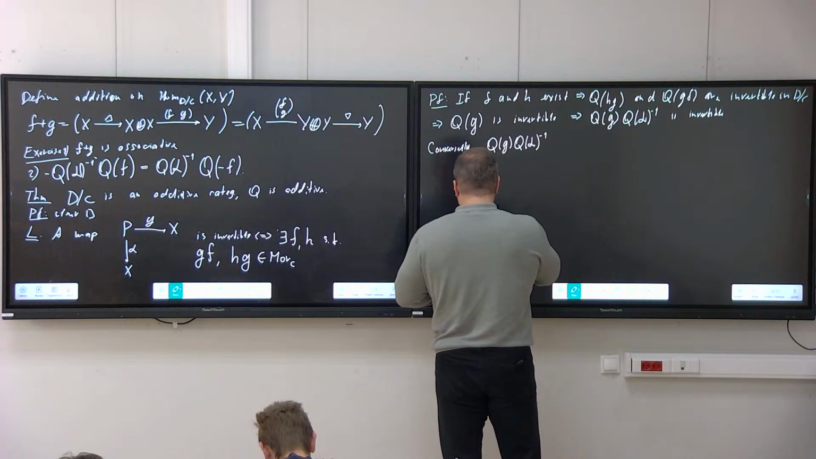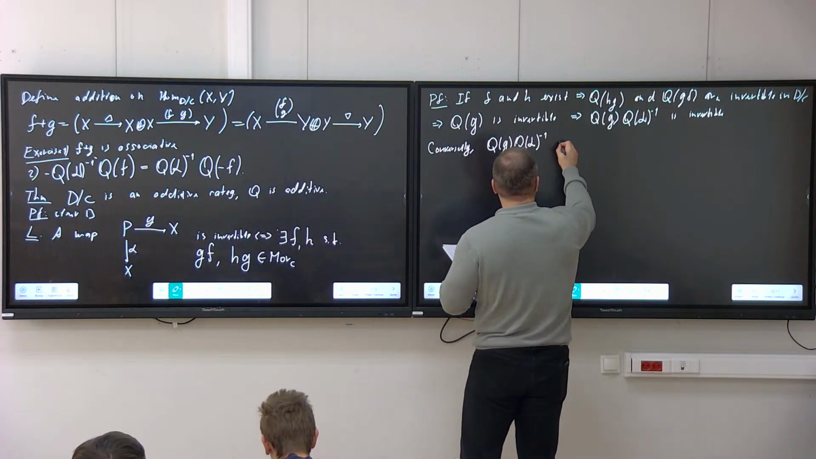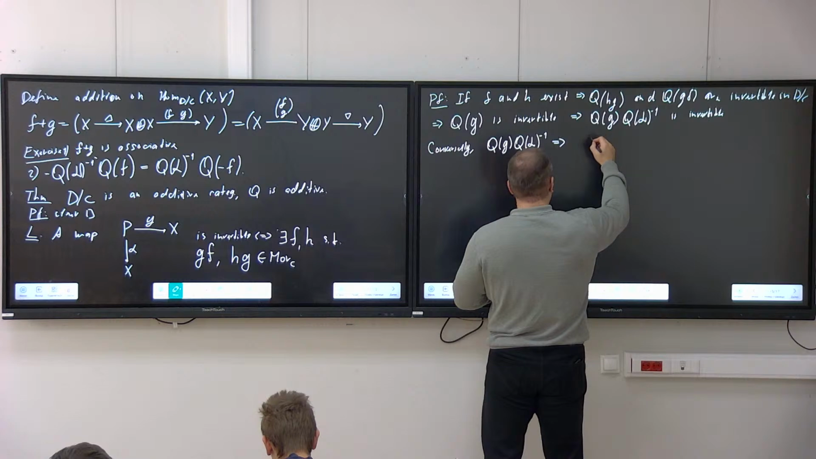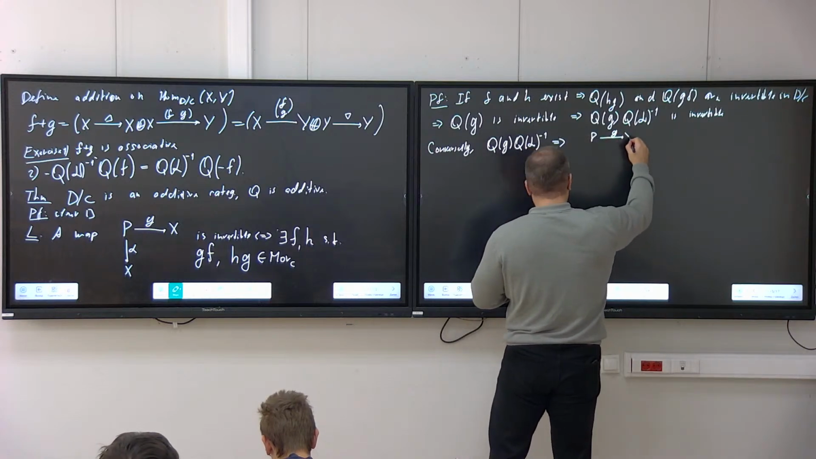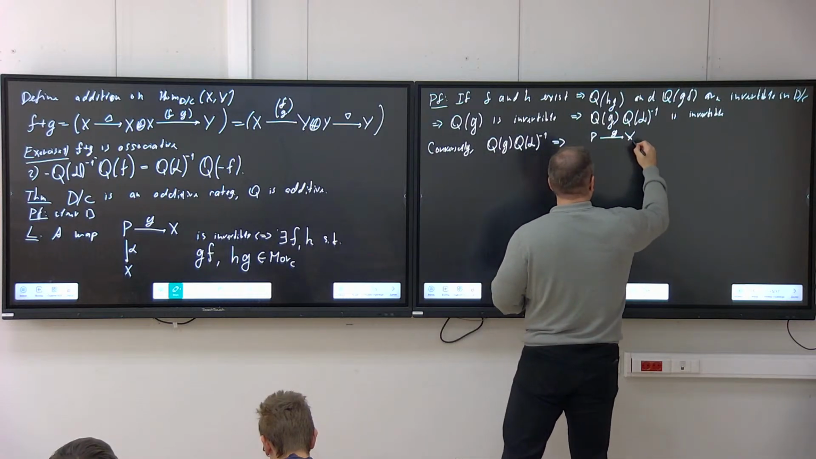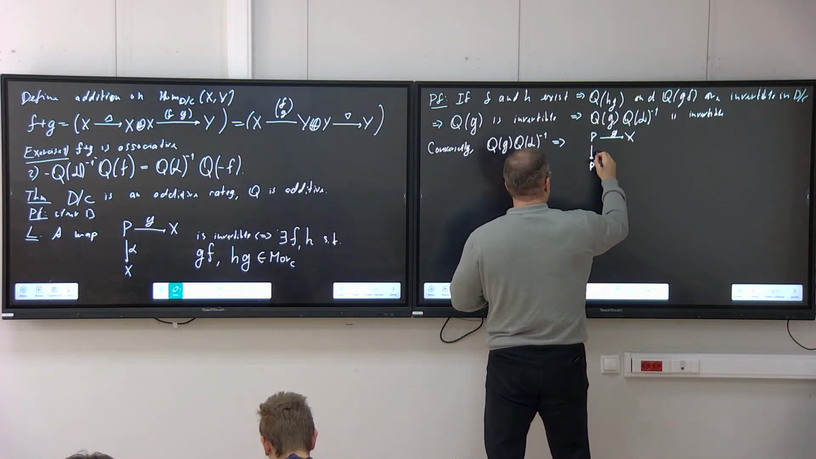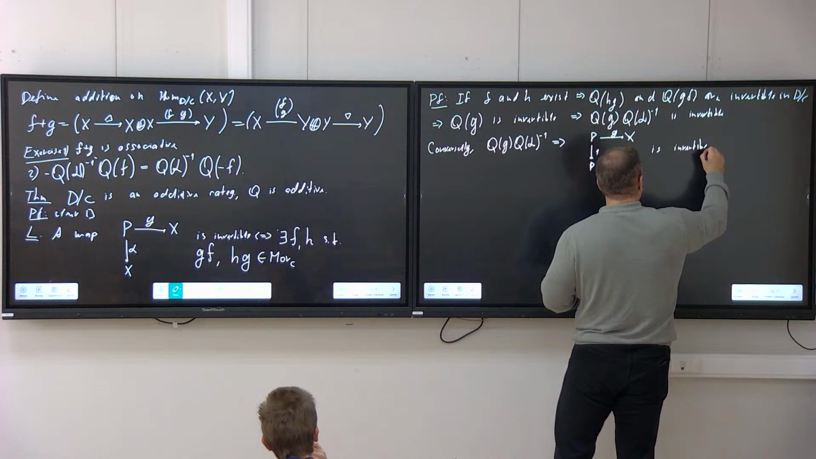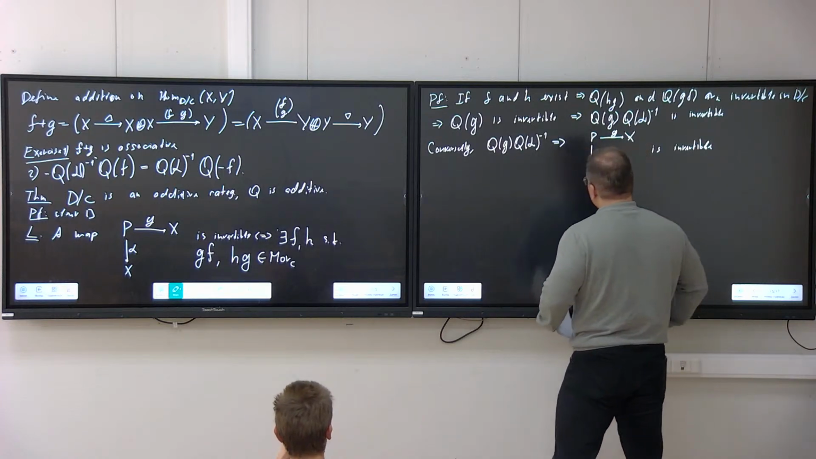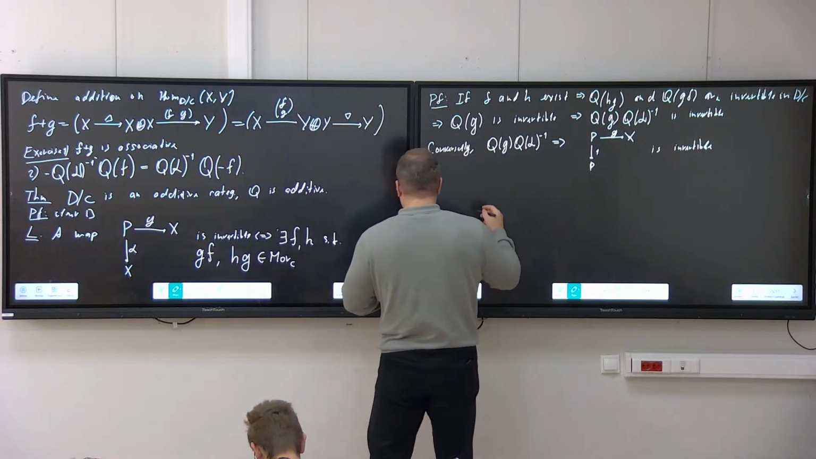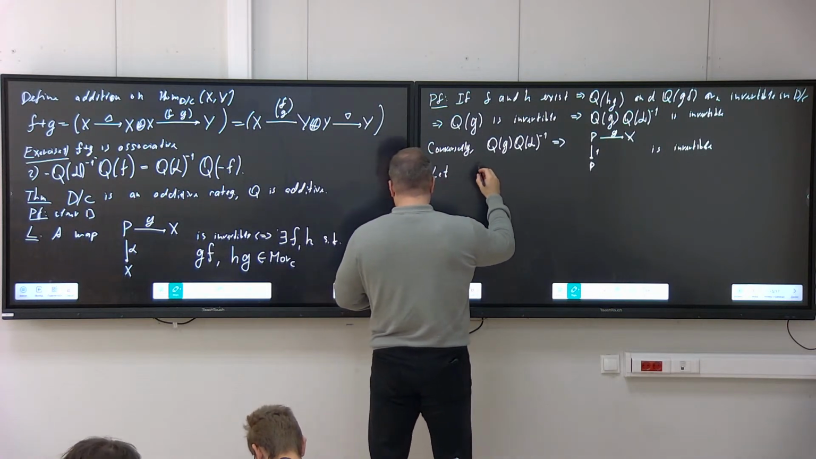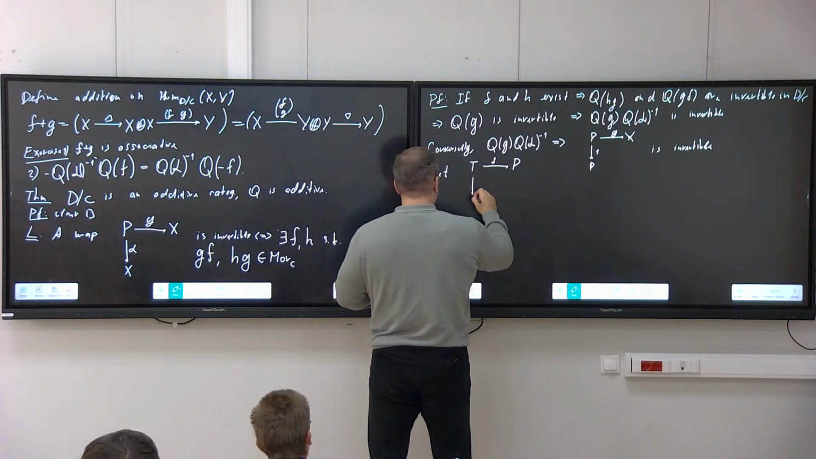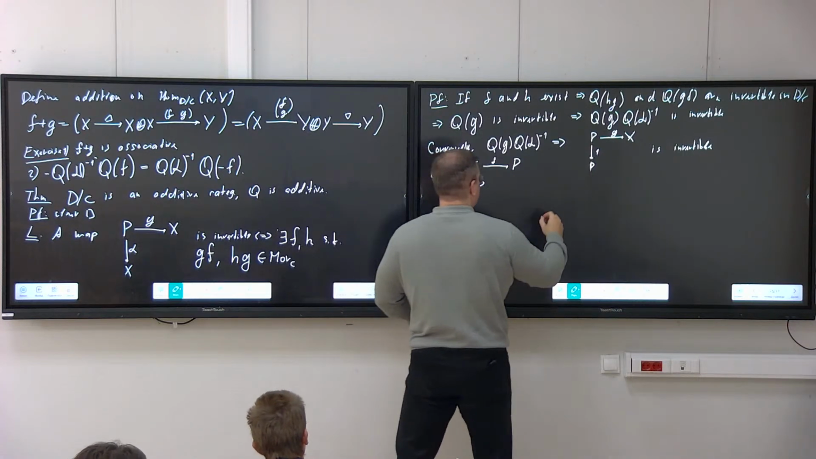If this is invertible, then since I already know that Q of alpha is invertible, this roof gives me an invertible map. So P to G, Y, no, this is X, and this is P. So it is invertible. So let's take T, F, P, beta, Y, and B is its inverse.